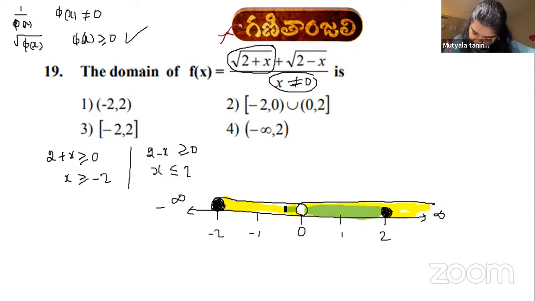Now we should think about the common part, the common area. What is the common area? So negative 2 to 0, and 0 to 2, sir. The negative 2 and positive 2 are included, right? Yes, sir. Which option? Option 2, sir. Very good.